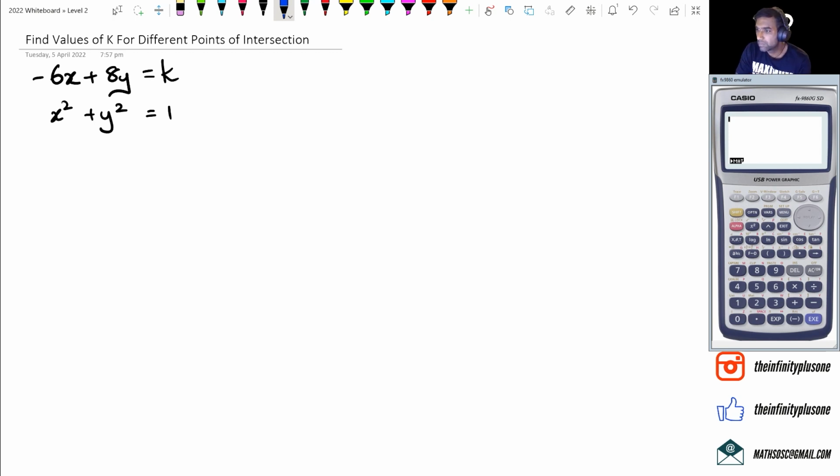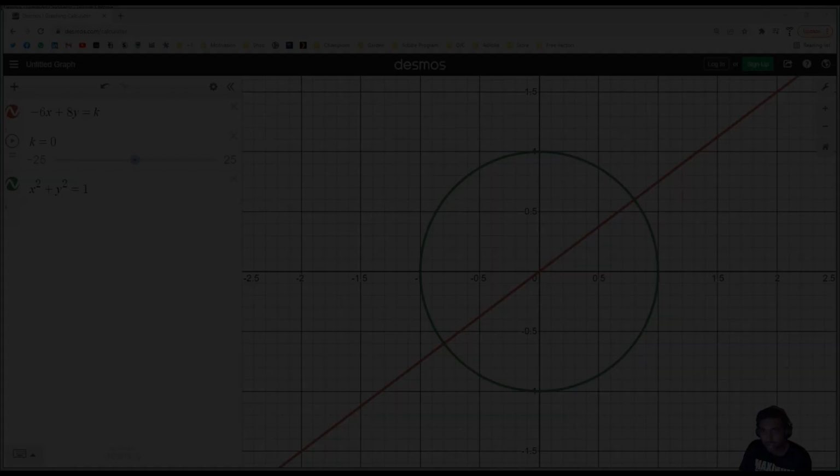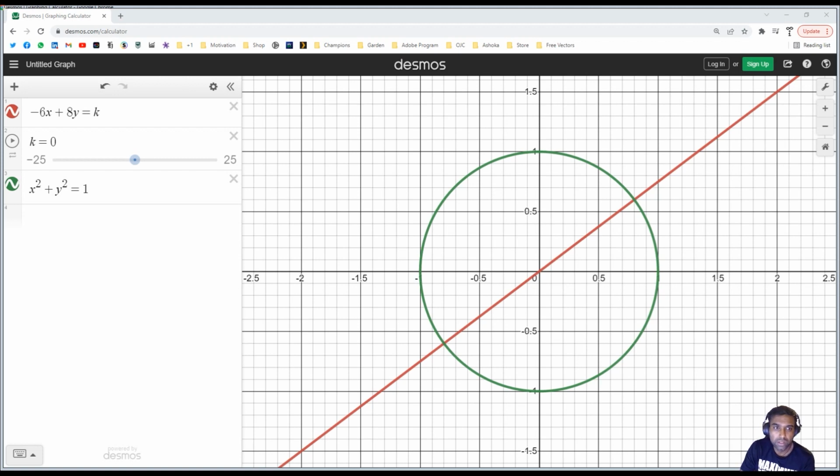So I'm going to do something slightly different here. I'm going to see if I can shift over to my main screen. There we go. Cool. I've put both of these equations in Desmos, so that we can have a look at what happens when k has different values.